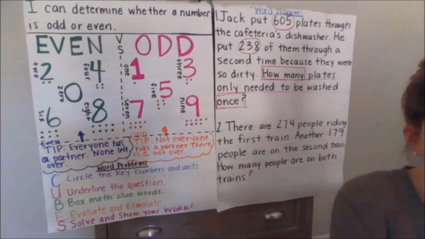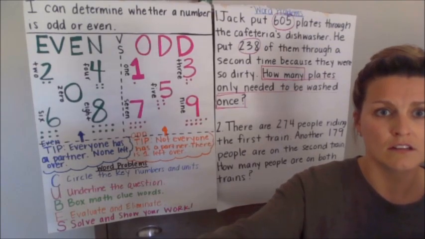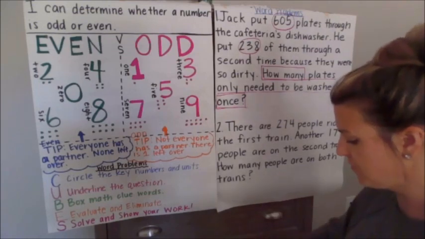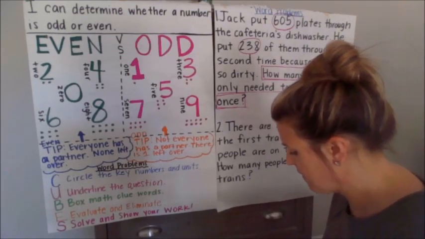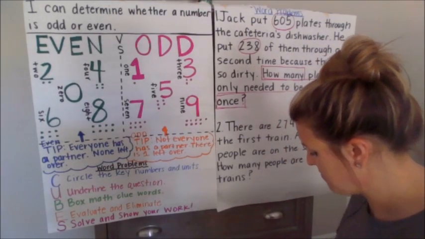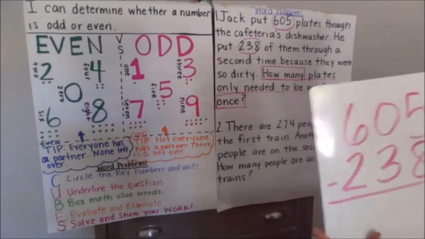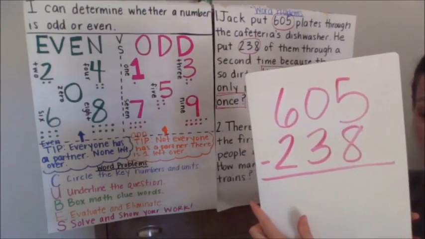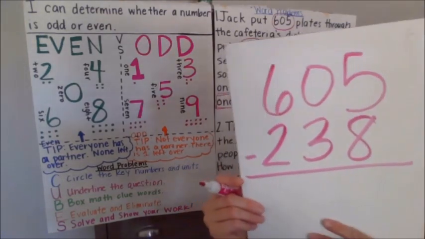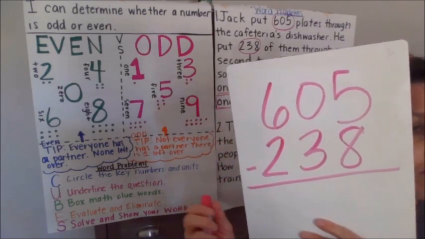So I'm going to get my whiteboard to set up the problem. All right. So I am going to put my 605 on top, my 238 on bottom. 605 is bigger, so it always goes on top. Now I am going to subtract, and I'm always going to start in the ones place. So I've got 5 minus 8. Can I do that? I can't.